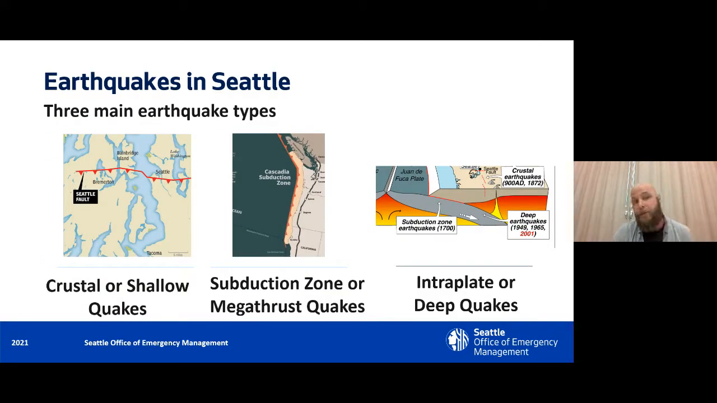All right, so jumping into it, just to talk a little bit about the earthquake risk. A lot of people may be familiar with this, but I think it's good to do an overview and then also talk about how this really does impact our response, the types of earthquakes. So we really have three main types of earthquakes that we experience in Seattle. Our worst case scenario is really a crustal or shallow quake.